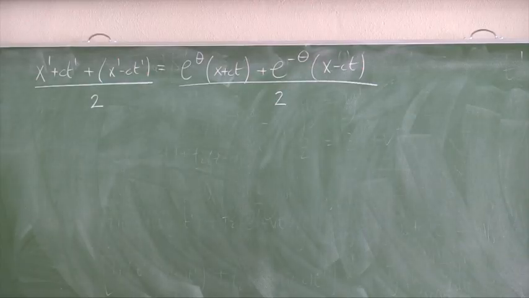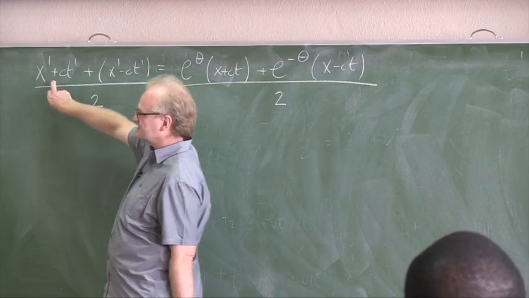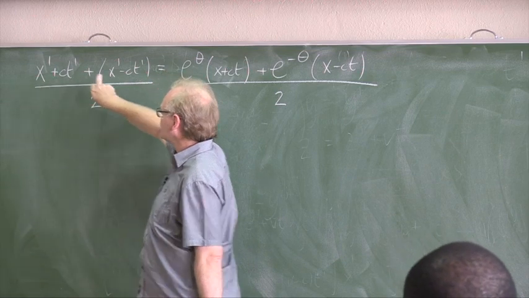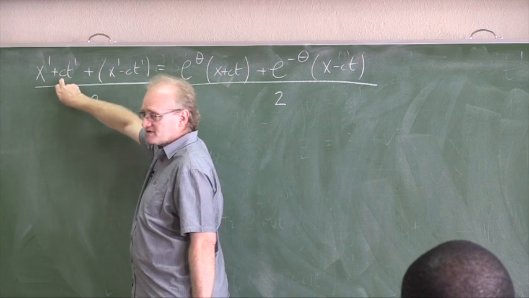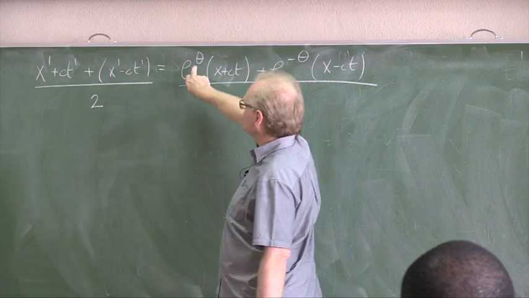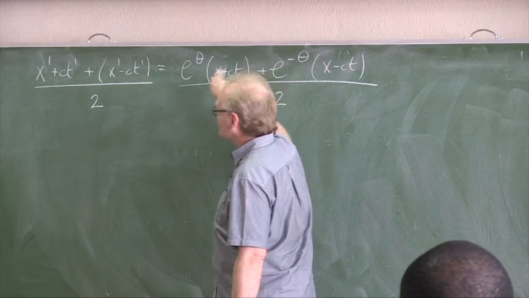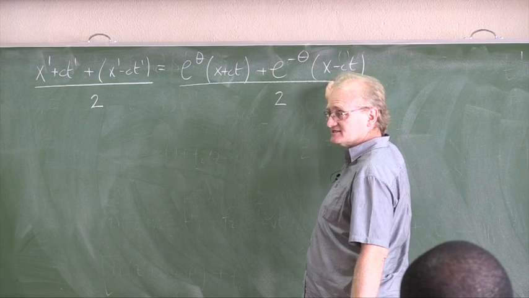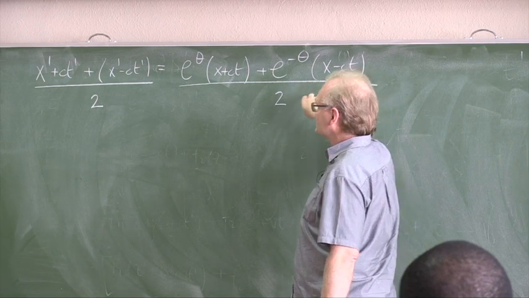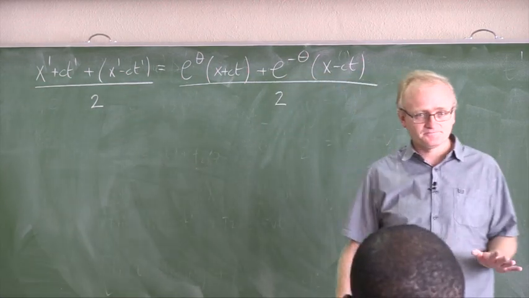Guys, let's maybe start taking a look. So I took x prime plus ct prime, and I added it to x prime minus ct prime. Now x prime plus ct prime is e to the theta (x plus ct), and I've added that to e to the minus theta (x minus ct), and then I divided both sides by 2. Everyone happy with that?